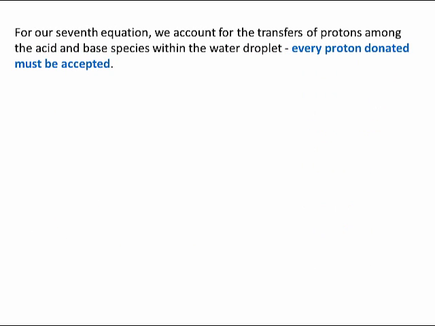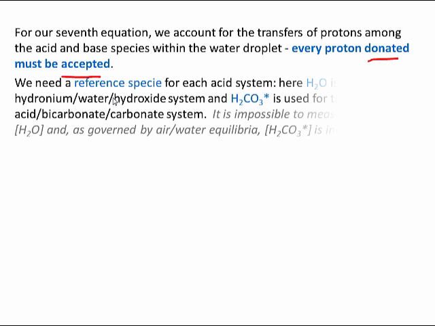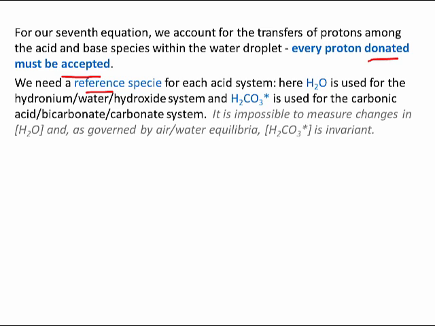For our 7th equation, we account for the transfers of protons among the acid and base species within the water droplet. We know that every proton donated must be accepted. So we need a reference species for each acid system. We'll use water for the hydronium, water, hydroxide system. We'll use carbonic acid for the carbonic acid, bicarbonate, carbonate system. These are good choices because it is impossible to measure changes in the concentration of water within the droplet, and as governed by the air-water equilibrium, carbonic acid or dissolved carbon dioxide within the raindrop is invariant.